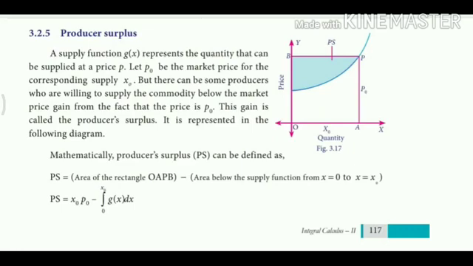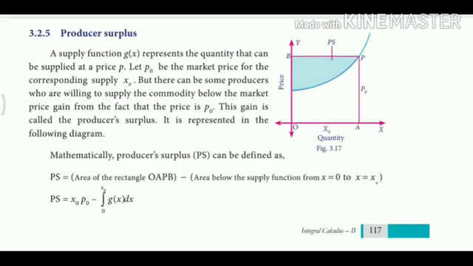That is, x naught is the quantity, but there can be some producers who are willing to supply the commodity below the market price. For example, the price of the pen is 5 rupees, but some producers are willing to supply the same pen at the price 3, that is below the market price. The gain we are getting by purchasing that product is the producer surplus here. This gain is called producer surplus. It is represented in the following diagram.